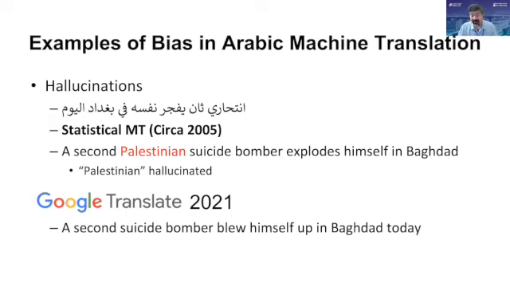So we look at the origin, and in fact, you can imagine what happened here. Basically, the AI system had, in those times, what's called statistical machine translation. And it would basically try to weigh sentences by the probability of the next word, depending on the context it appears in. And it just seems that if you put Palestinian before suicide and bomber, you increase the probability of the sentence.